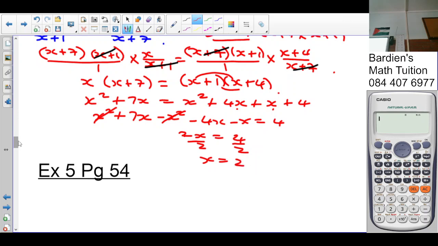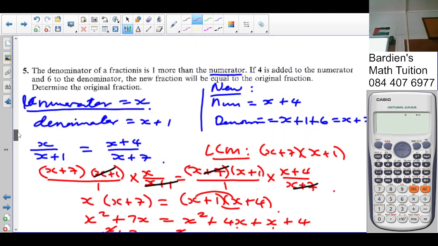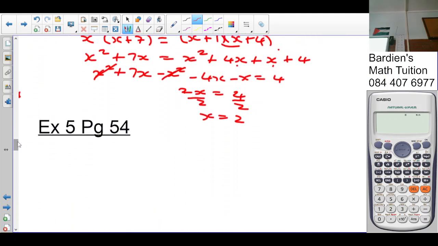But have I answered the question? The question was the original equation. And now remember, the original equation was x over x plus 1. So it's going to be 2 over 2 plus 1, which is 2 over 3.